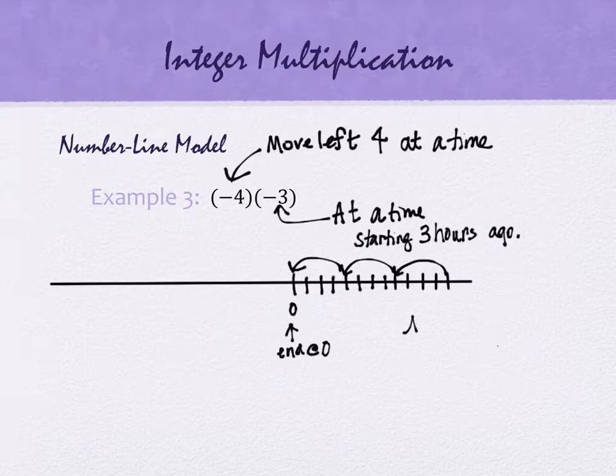And the answer to my question is where I started. So in particular, it's saying, what is this number right here? Where did I begin all this movement? And if I moved 4 at a time, 3 times, of course, I'd begin my movement at 12. So the answer then would be 12.